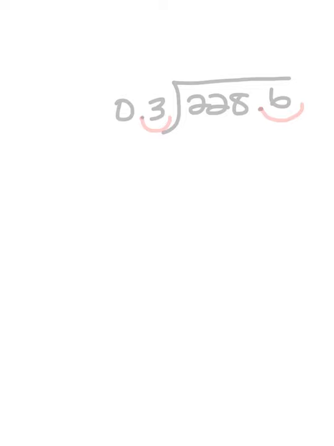So now my new problem, and remember I always want you to write the new problem out. There's no decimal now because it's moved to the end of the number, so we can just leave that off if we want. So it would be 2,286 divided by 3. So then we just divide like normal.